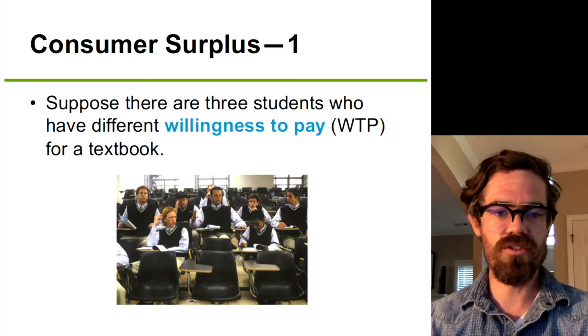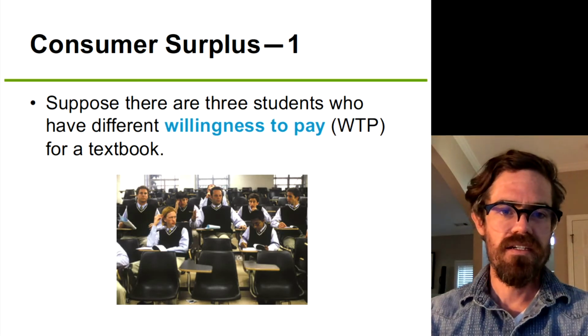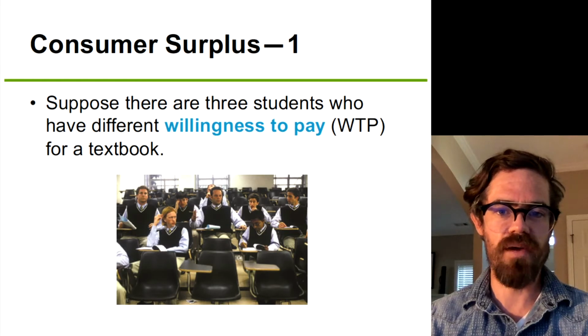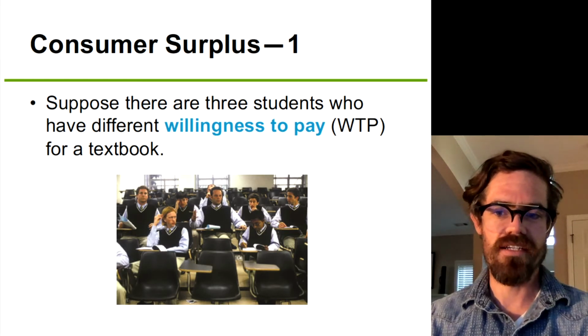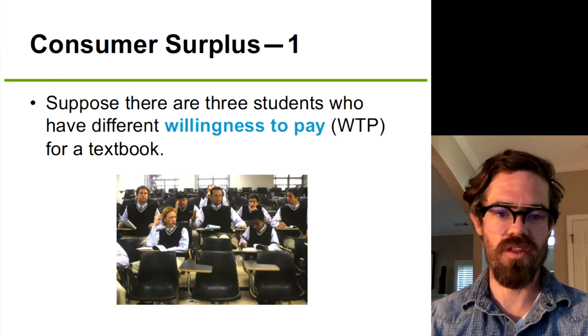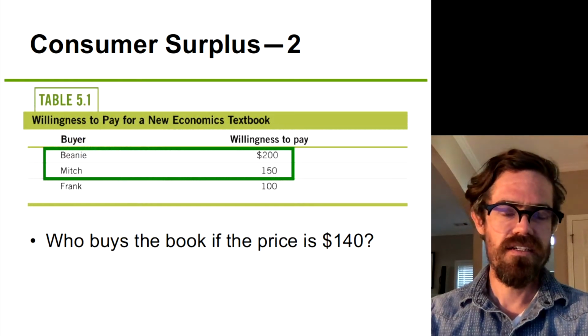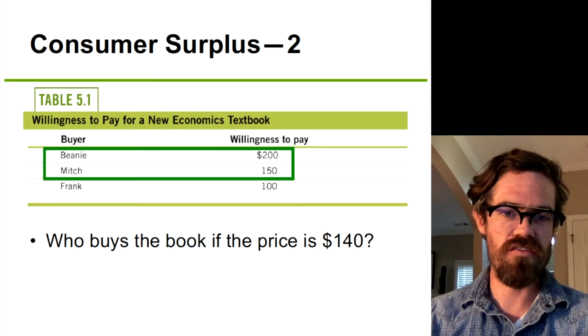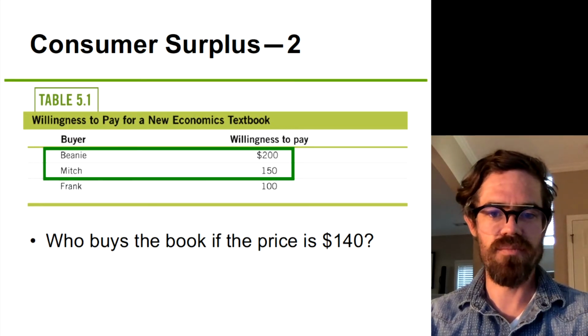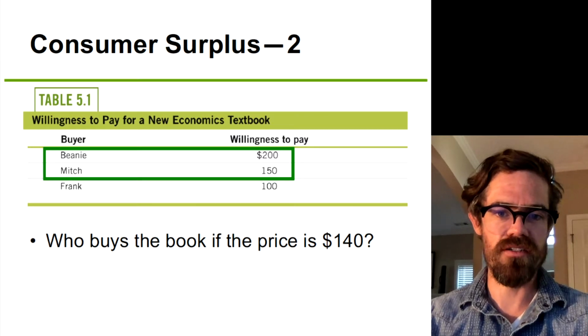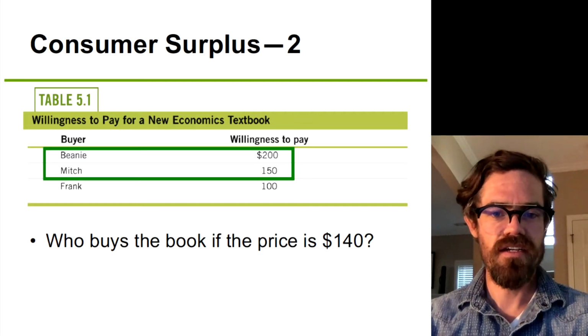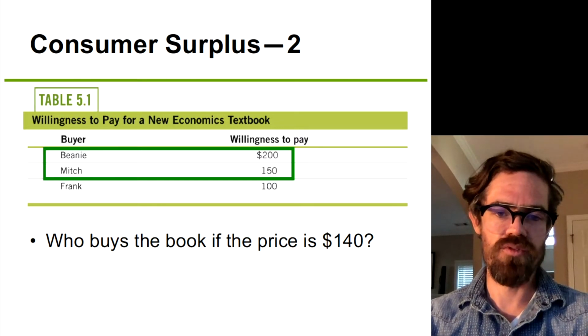To think about what consumer surplus is, suppose there were three students who had different willingnesses to pay, or WTPs, for a textbook. This corresponds with their own demands for the textbook. Willingness to pay and demand are basically the same thing. We've got three students, Beanie, Mitch, and Frank, each with their own willingness to pay. Beanie has the highest willingness to pay. He would pay up to $200 for the textbook. Mitch would be willing to pay up to $150, and Frank has the lowest willingness to pay. He would only be willing to pay up to $100.